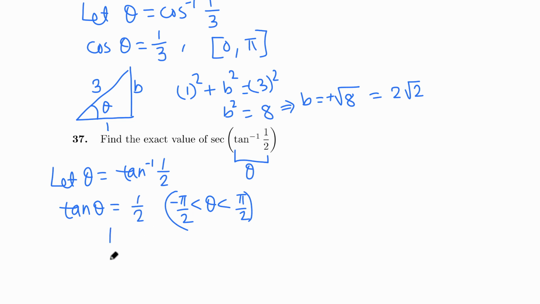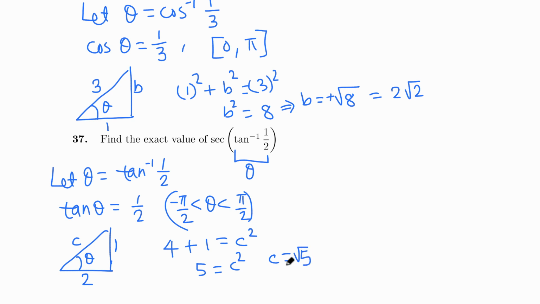So first quadrant, let's draw a right triangle based on this. This is theta, and tangent is opposite over adjacent. So this is 1, 2. Now we need to determine the hypotenuse c. We know that a squared plus b squared equals c squared, which is 2 squared plus 1 squared equals c squared. So 4 plus 1 is 5. 5 equals c squared. Take the square root, and we get c equals root 5.